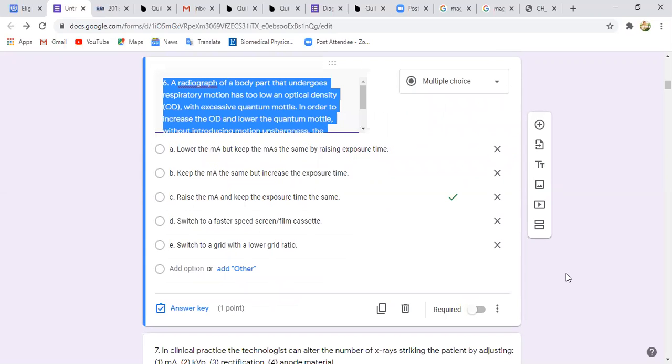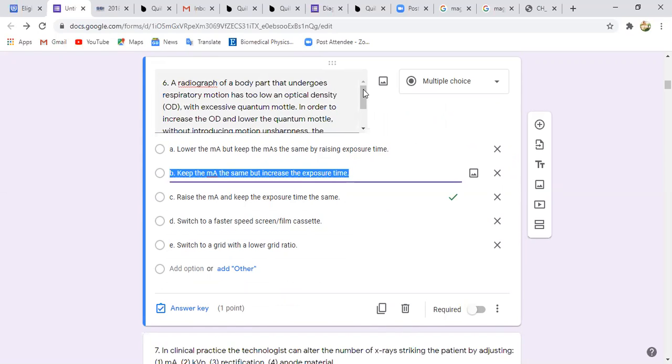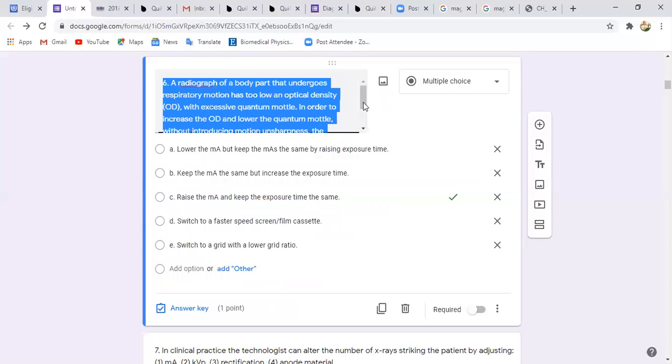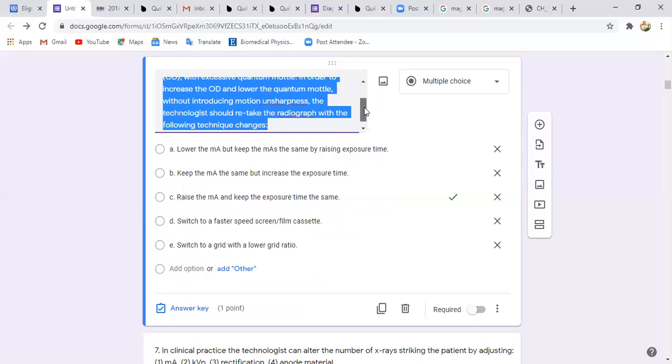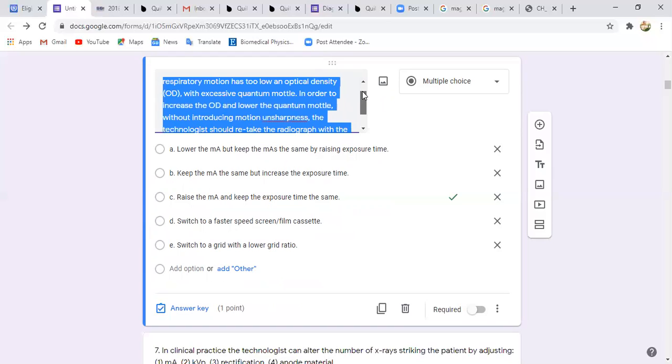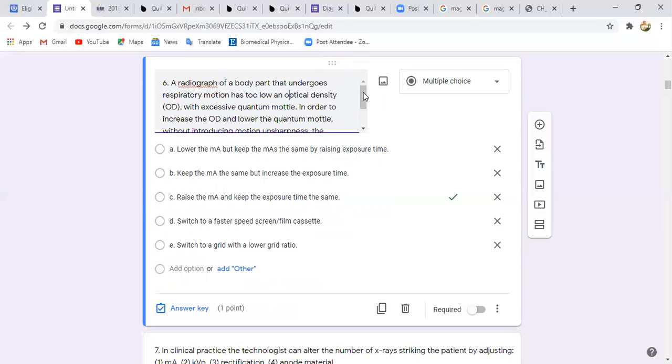Okay, C: raise the mA and keep the exposure time the same. I don't think we're trying to minimize the motion sharpness. The technologist should take the radiograph with the following technique. Okay, look at what we have here. It's not even about that. The major problem is the low optical density.